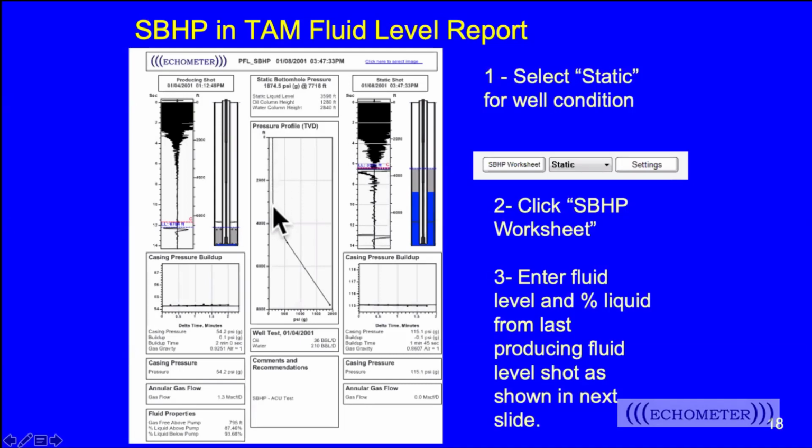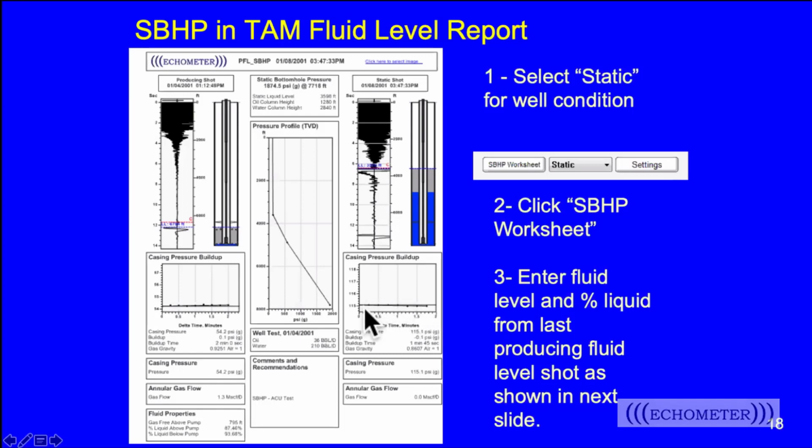So we see the gradient through the gas column in the well, then the gradient corresponding to the water column in the well, and then the gradient in the oil column, and that gives us the static bottom hole pressure. And again, on a static shot, there should be no casing pressure buildup here. There should be no more gas coming into the wellbore.